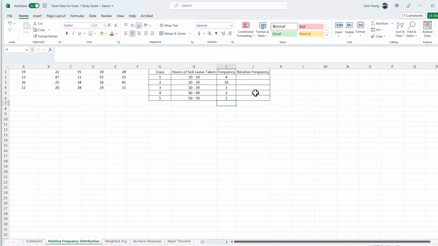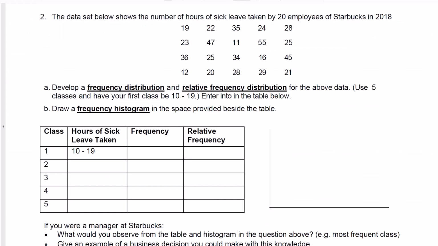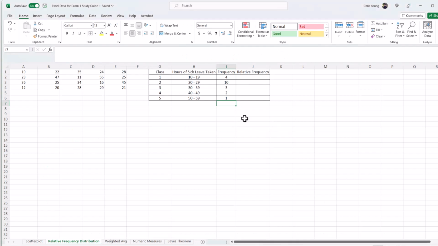So we know from the problem, so if I go back to the problem, it's told us the data set below shows the number of hours of sick leave taken by 20 employees. So if these don't add up to 20, we have an issue. So I could either highlight the numbers, and I see down here in the bottom it says sum of 20. We could also use the AutoSum button here and just add them up. Now, the reason why I'm doing the AutoSum button here is because this is actually what we need for the relative frequency calculation. So our relative frequency calculation is simply just the frequency over the total.